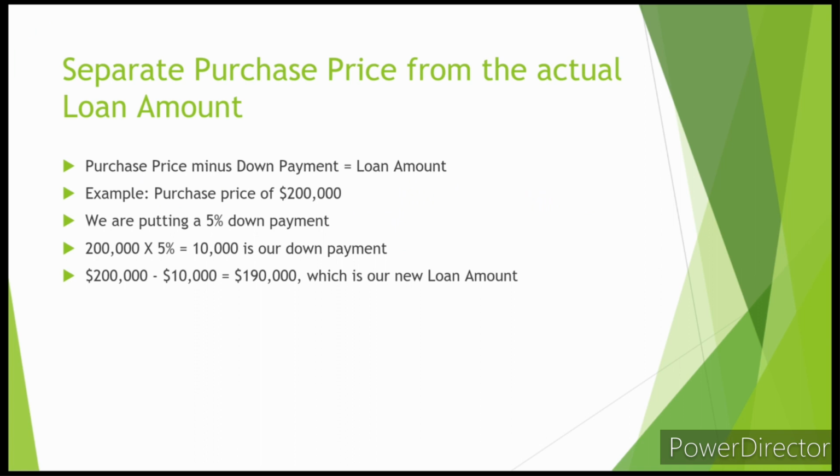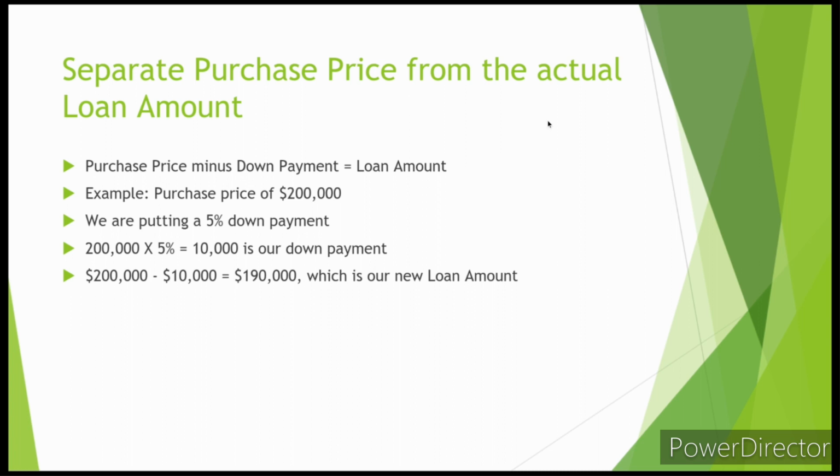Well, before you can actually calculate your mortgage, you first need to know how to separate your purchase price from the actual loan amount. So how do we understand what our actual loan amount is if somebody's not actually supplying it to us, right? It's a simple calculation. It's just your purchase price minus the down payment, and that will equal your loan amount.